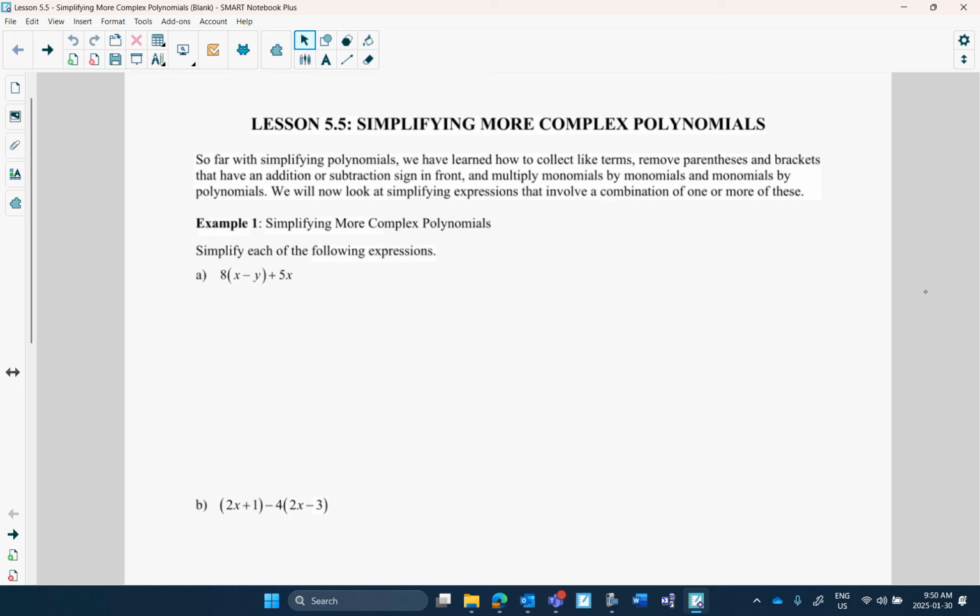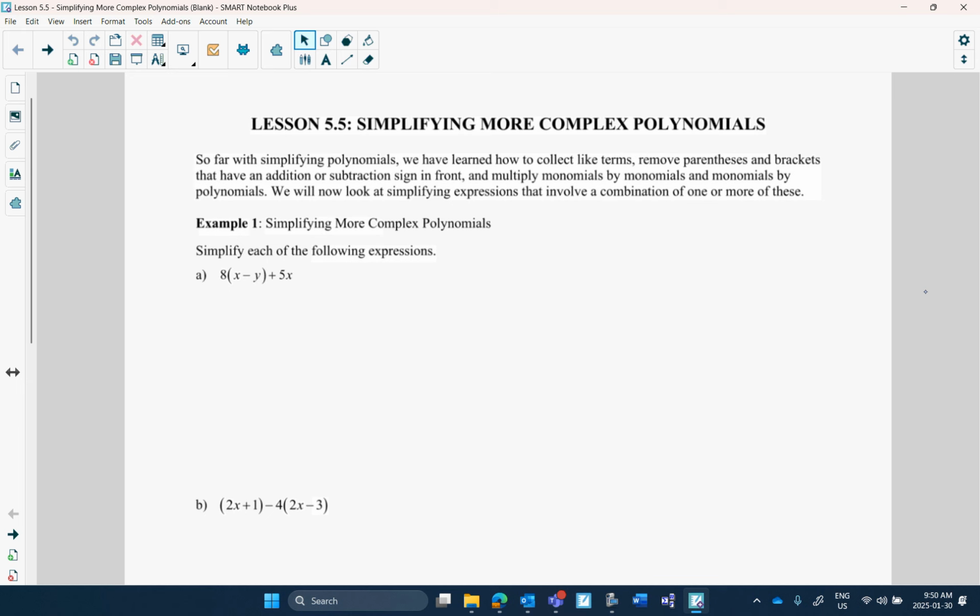We have talked about collecting like terms to simplify expressions, taking out parentheses by adding, taking out parentheses by subtracting, and also taking out parentheses by multiplication, which we did yesterday. So now we're going to look at questions where you have to do all of those, or 2 out of the 3, or whatever, depending on the question. These questions usually will involve 2 or more steps.